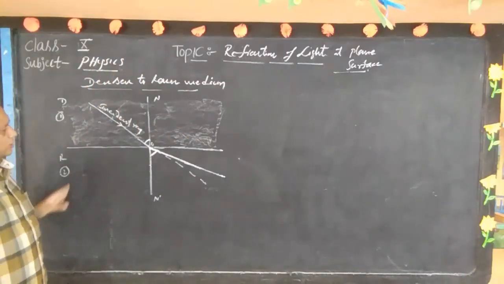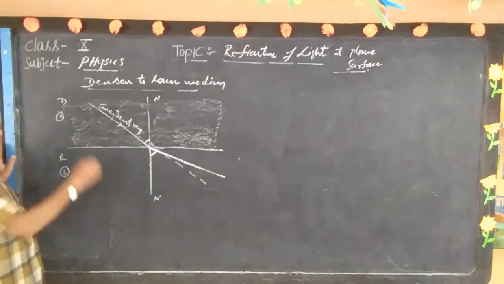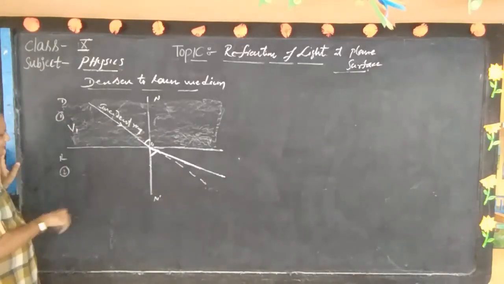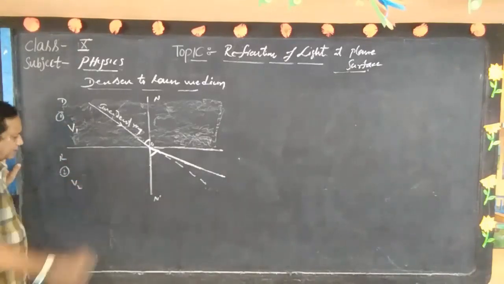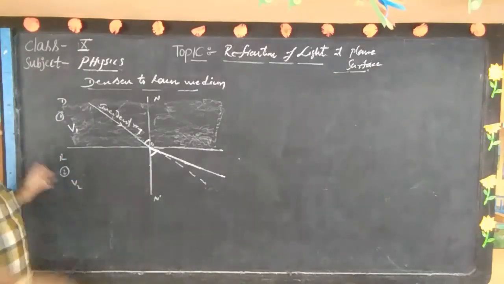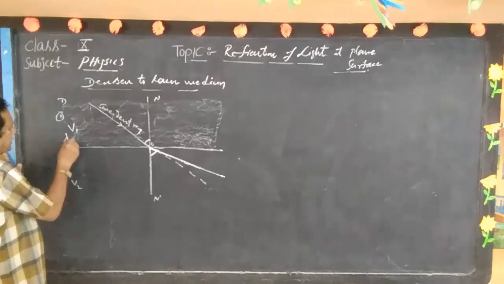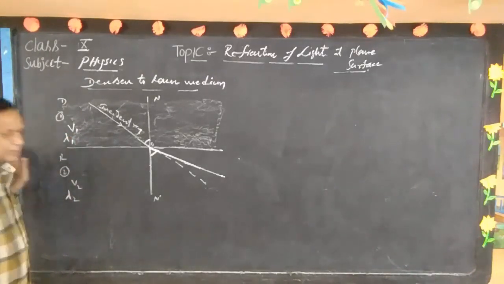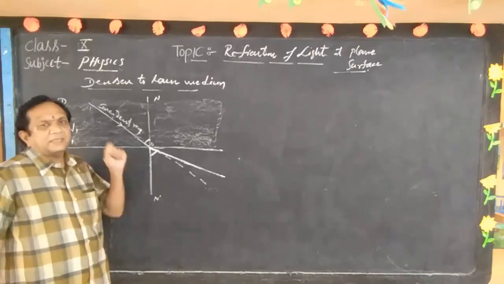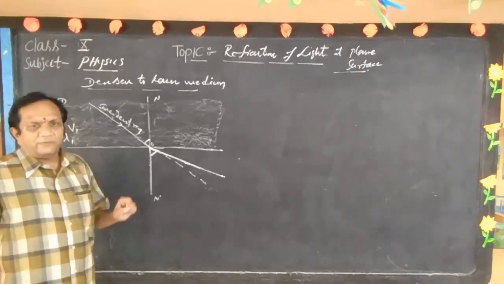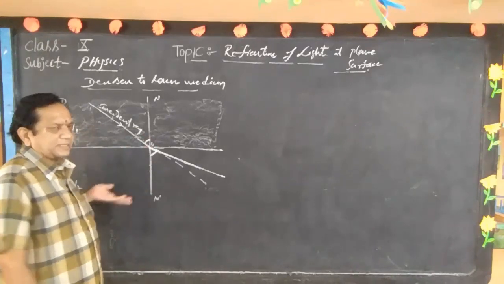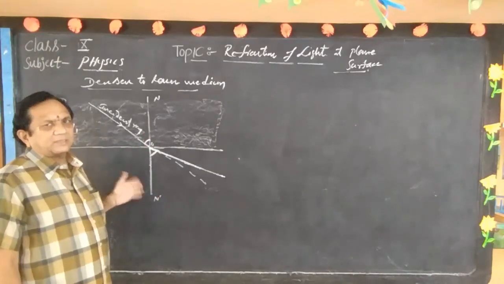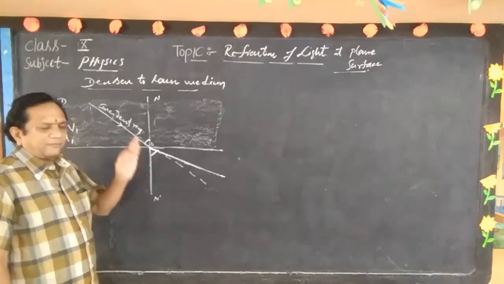In this case also we observe the three conditions. Here the velocity of light is taken as V1, and in this case the velocity is taken as V2. Its wavelength is considered as lambda 1 and lambda 2. Wavelength is an important property of a wave. Here light is also considered as a wave. Now we have to observe these properties also, wavelength and frequency.